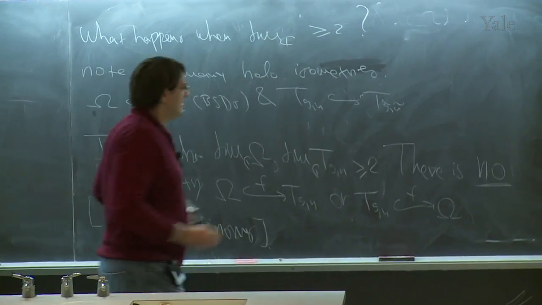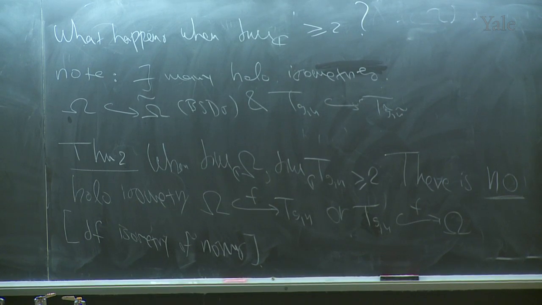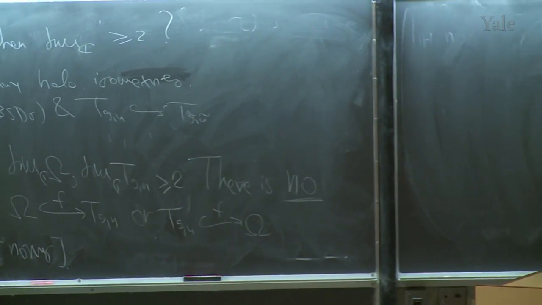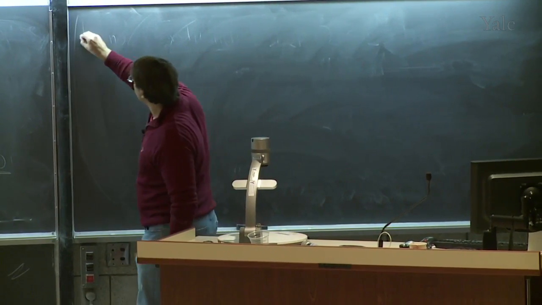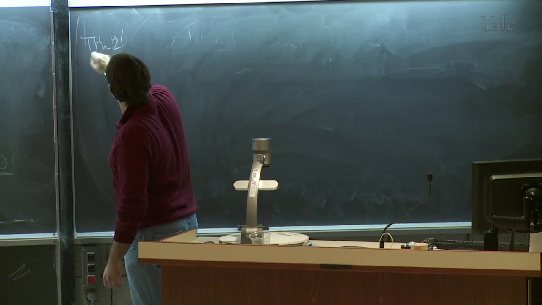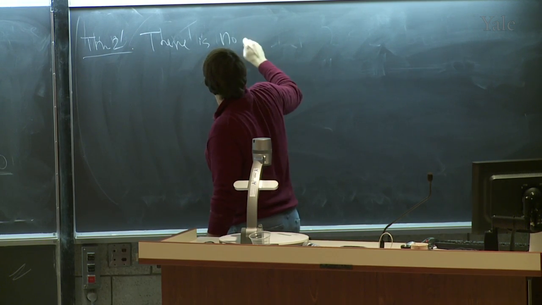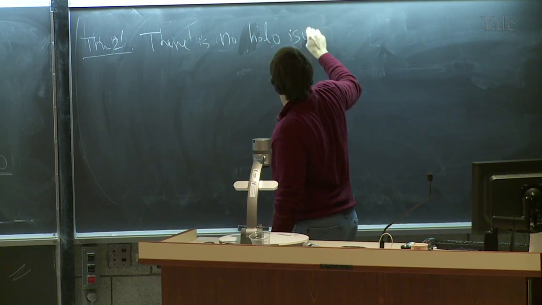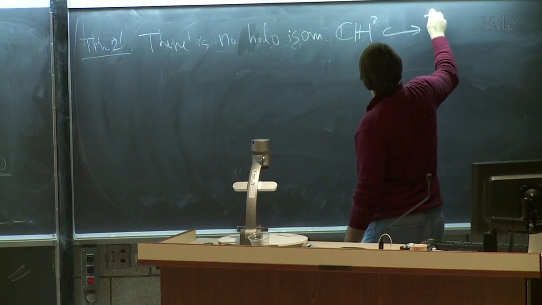Okay, so let me just state as a separate theorem a special case of that, which I think is already interesting on its own. That there is no holomorphic isometry from CH2 into Teichmüller space.